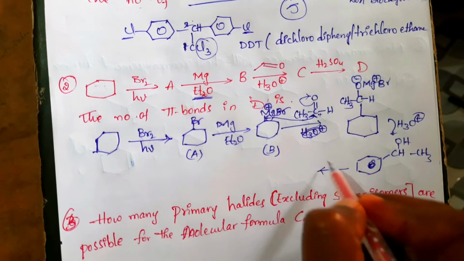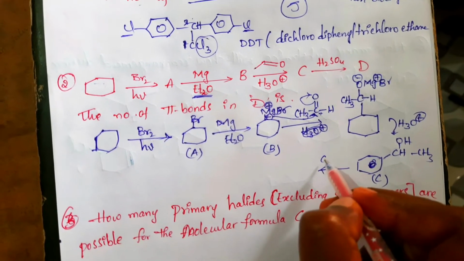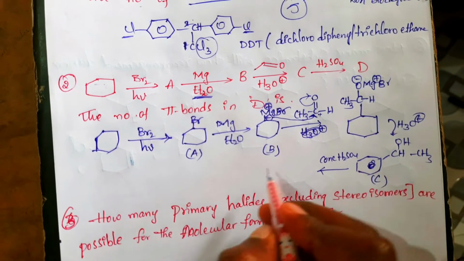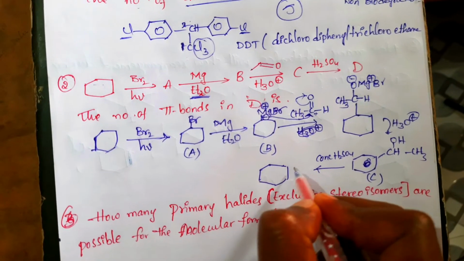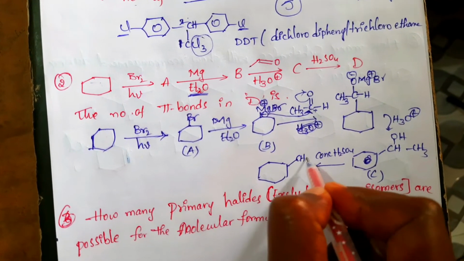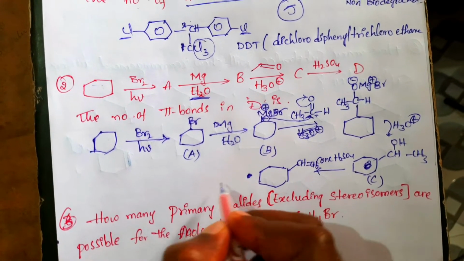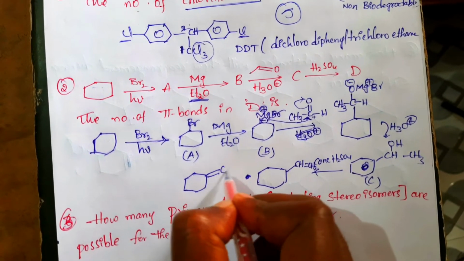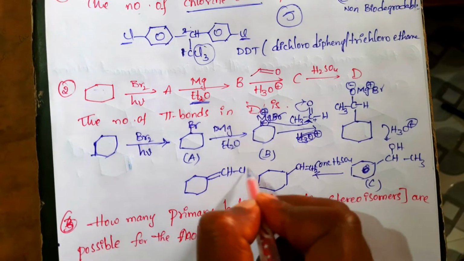Now this is the C compound. On reaction with concentrated sulfuric acid, dehydration takes place. By the dehydration, which product are we going to get? The double bond may be possible between these two carbon atoms, and one more possibility is that the double bond may be between these other two carbon atoms. So it will be CH3.